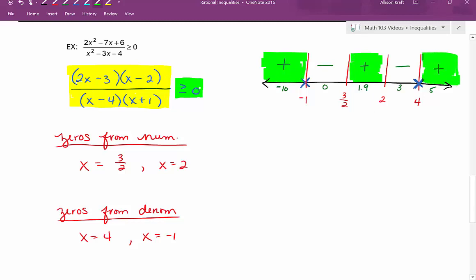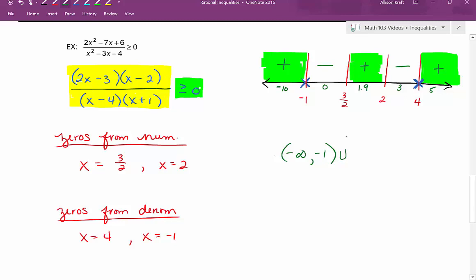Our inequality symbol is or equal to, so that would mean that we want to include the endpoints. However, we cannot include any of the endpoints that came from the denominator. Our first interval would go from negative infinity to negative 1, but negative 1 was a 0 from the denominator, therefore we cannot include it. That first interval will be negative infinity to negative 1, not including.